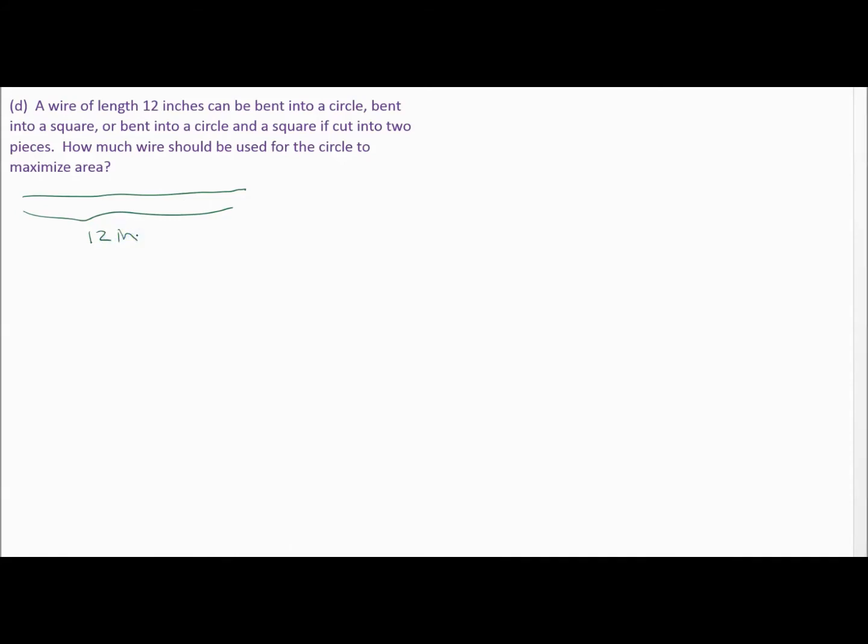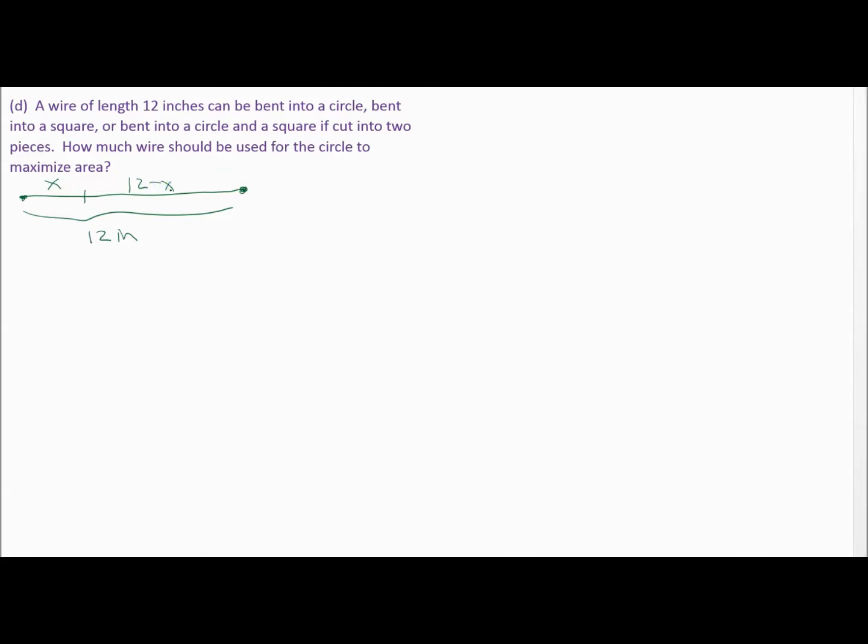Okay. So you're imagining that possibly we're going to cut this wire, not in half. So you have a piece. I'm just going to do a pretend mark. So one piece is called X. And instead of calling the other one Y, since we already have a constraint on this, we can call that 12 minus X, kind of like in the triangle problem we just did.